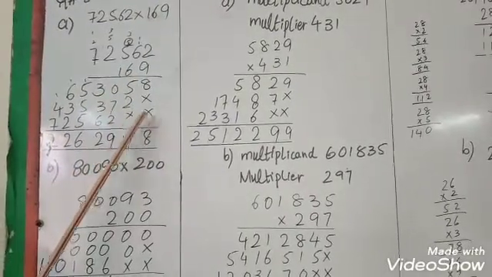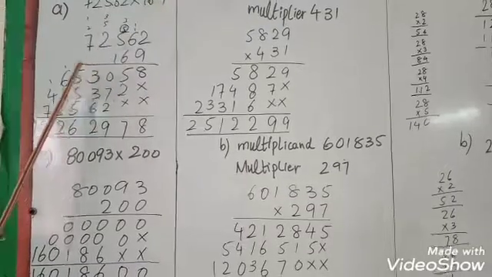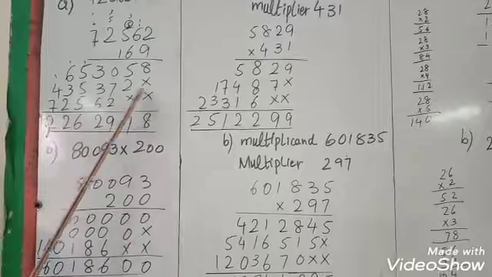Now we multiply the third number. First we write here 2 crosses or 2 zeros. 1 times 2 is 2, 1 times 6 is 6, 1 times 5 is 5, 1 times 2 is 2, 1 times 7 is 7. Now we add these values.